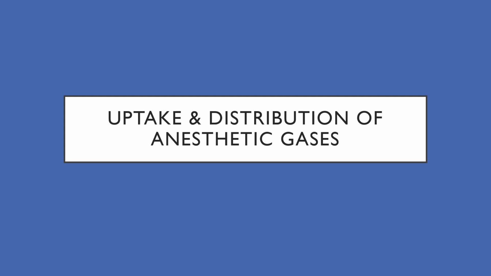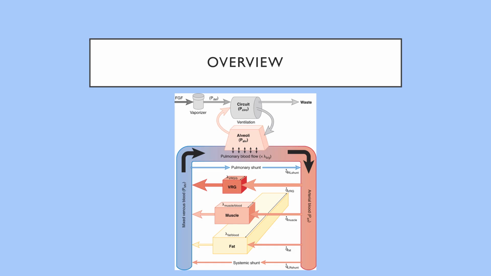We'll now switch gears and talk about the uptake and distribution of anesthetic gases. So here is a diagram that just shows a general overview of the delivery of the anesthetic agent. Fresh gas flows go through the vaporizer. It picks up anesthetic, which is delivered into the ventilator circuit. The patient breathes in that gas from the ventilator circuit.